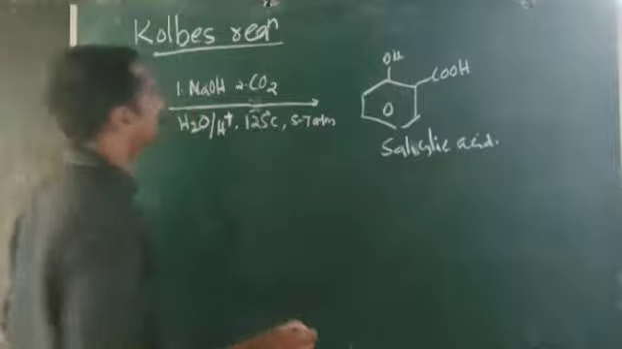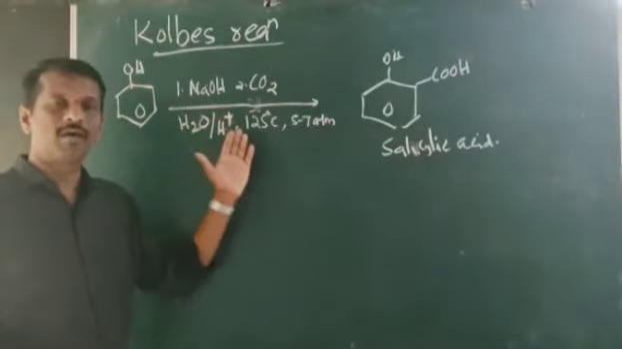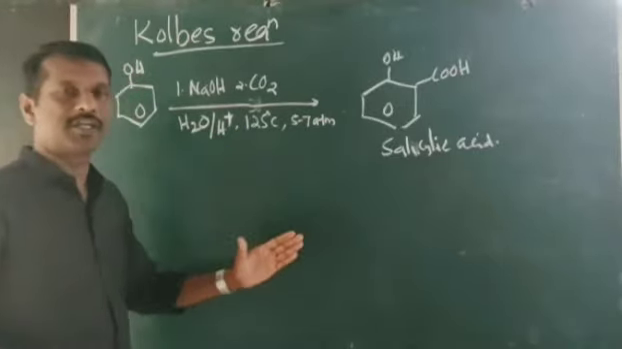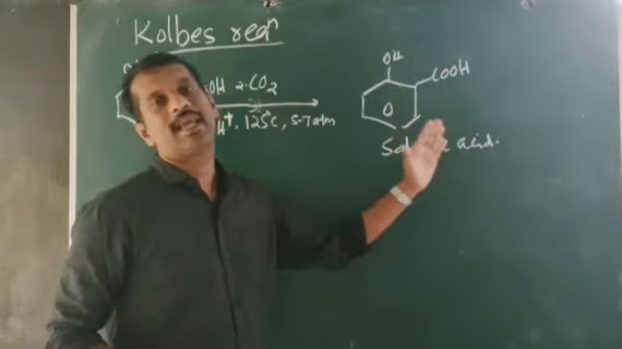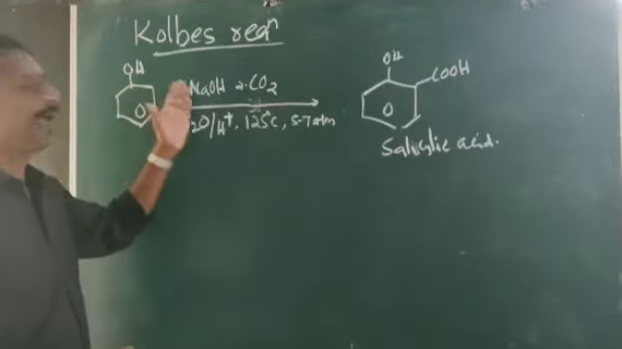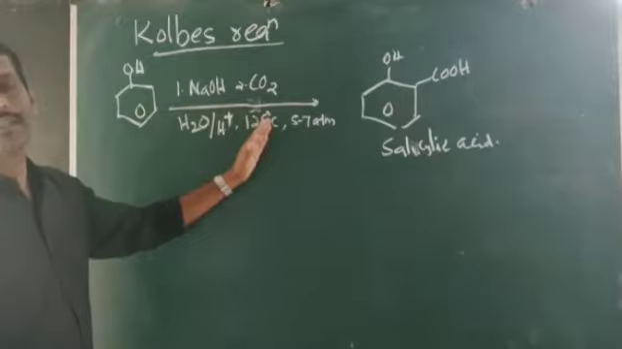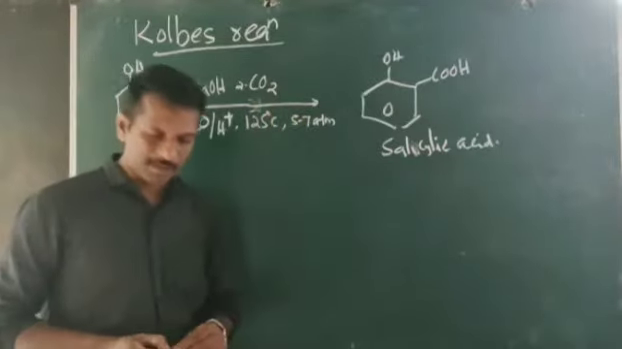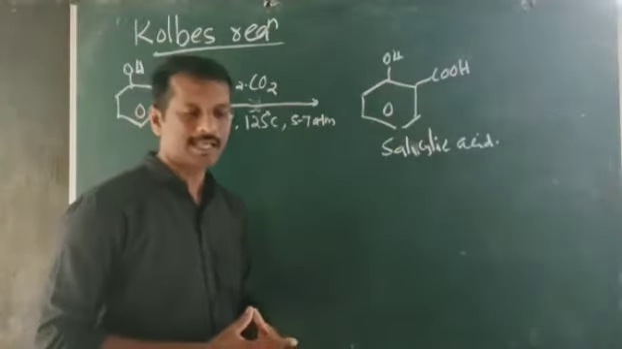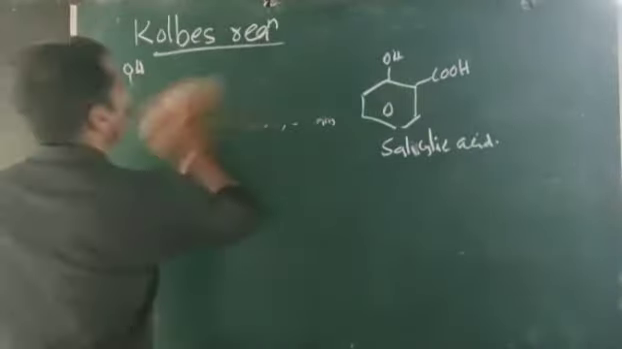This reaction is known as Kolbe's reaction. What is Kolbe's reaction? Reaction of phenol with NaOH and carbon dioxide followed by acidification will give salicylic acid. Look at here: phenol, NaOH, carbon dioxide, acidification at 125 degrees Celsius and at a pressure of 5 to 7 atm, we get ortho-hydroxybenzoic acid, or salicylic acid. So that's all about reactions of phenol.